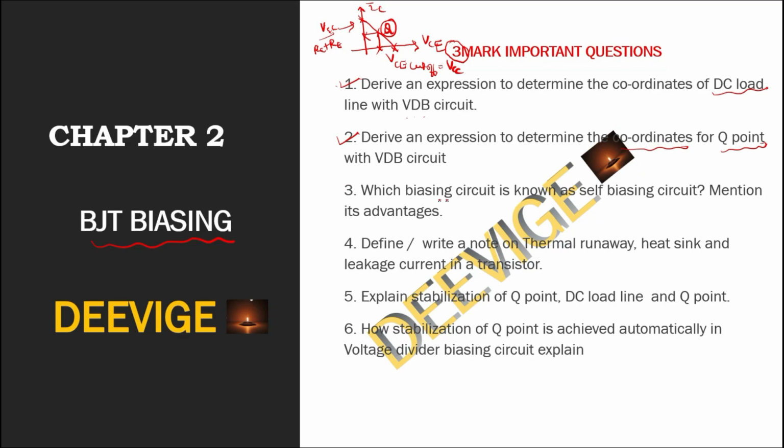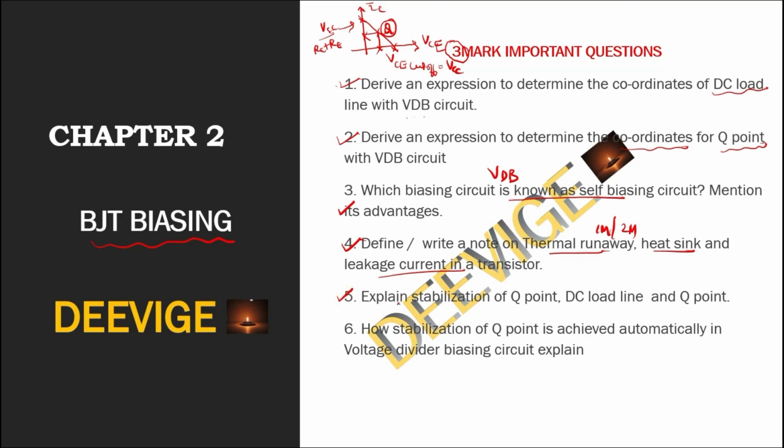Then which biasing circuit is known as self-biasing circuit? Again it is voltage divider biasing only. You need to mention its advantages, like it gives good stabilization, Q point will not shift, it is a widely used biasing circuit, etc. The next question is define or write a note on thermal runaway, heat sink, leakage current of a transistor. Again this can be asked for 1 mark or 2 marks also individually.